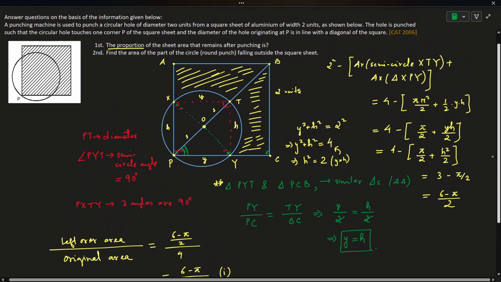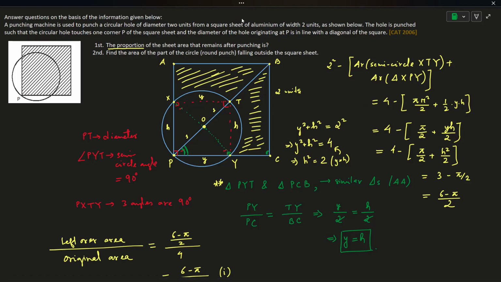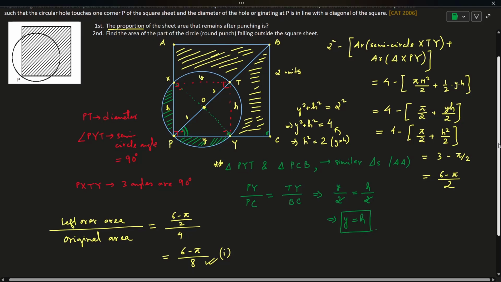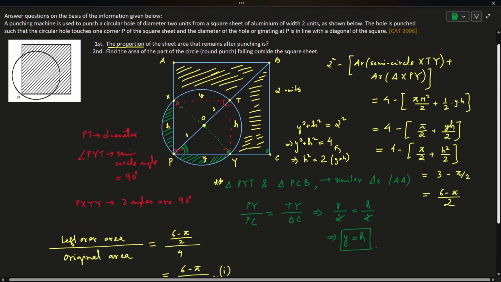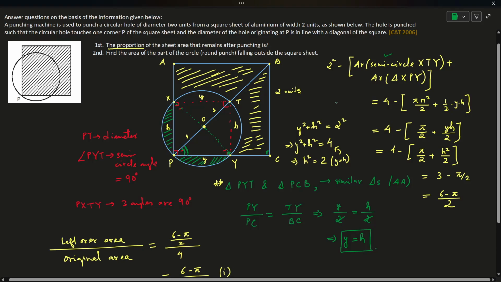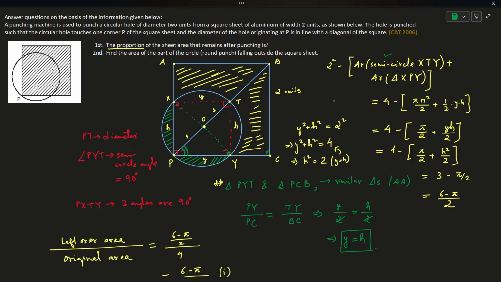A very good question. Second question, find the area of the part of the circle falling outside the square sheet. So which is the part which is outside the square sheet? This, right? This is the area of the hole which is outside the square sheet. So I have to find this area. Okay, so this is a simple area, right? This is simple, guys. How? We have already found out this area, right? Semicircle plus triangle area. We already found out, right? That if I deduct this from the entire circle, I will be left over with the area of the green part, right?